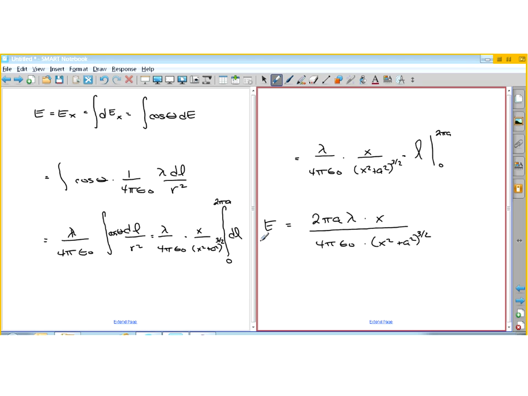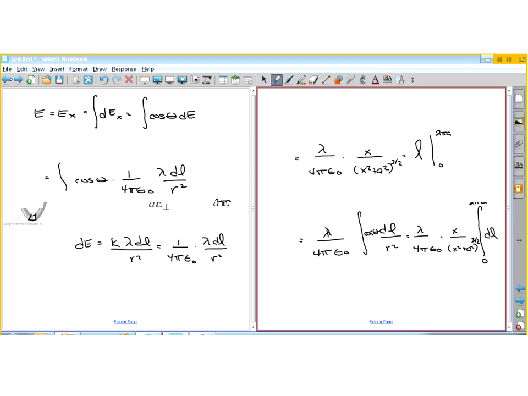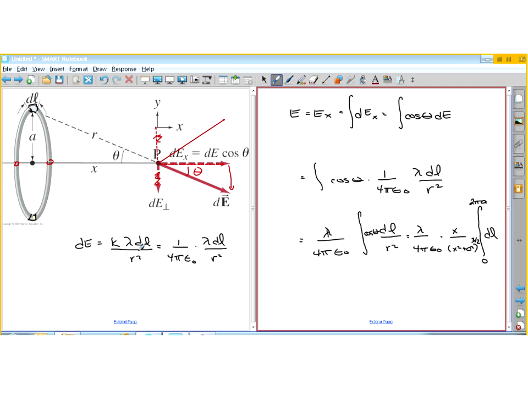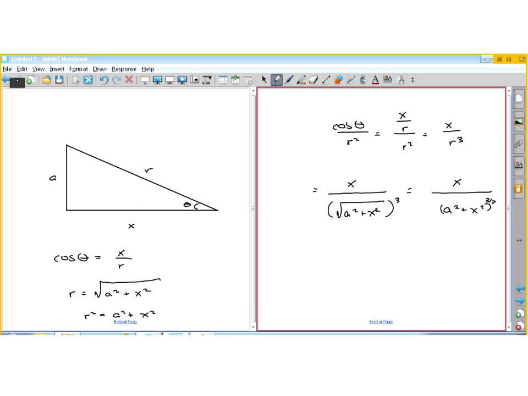So that is the value of the electric field in the x direction. And it turns out that if we go back here, when we were doing this calculation, I think it was back here.